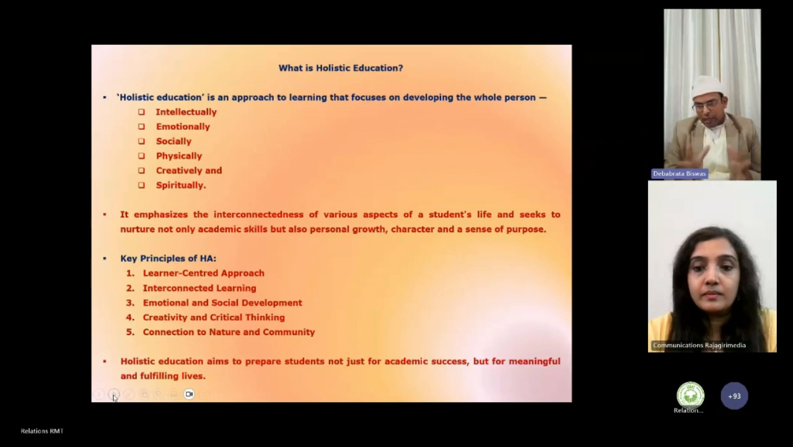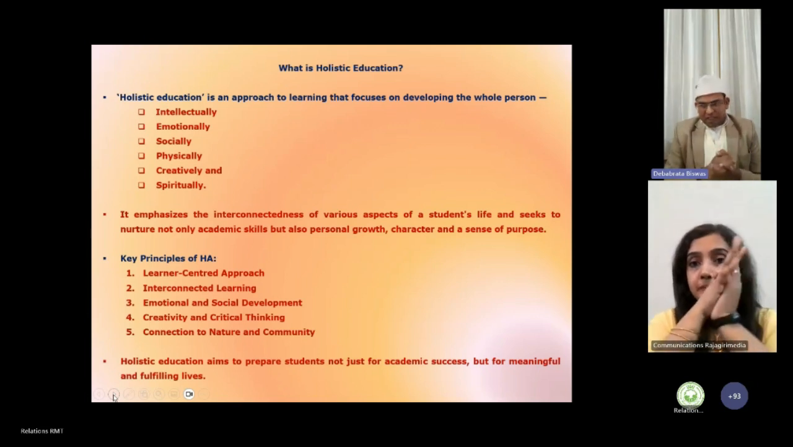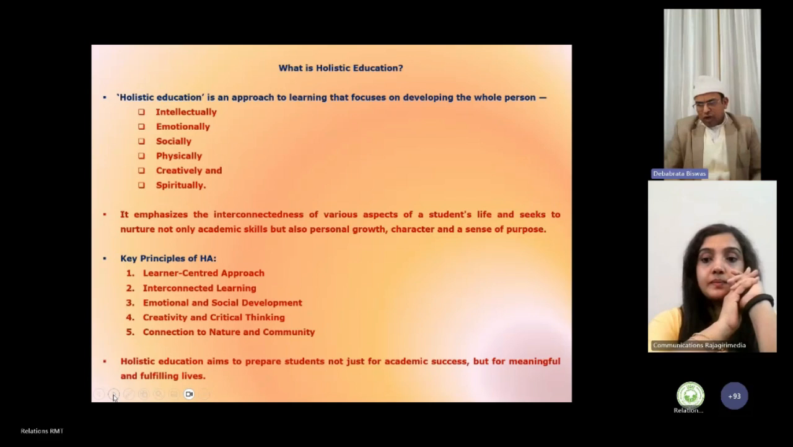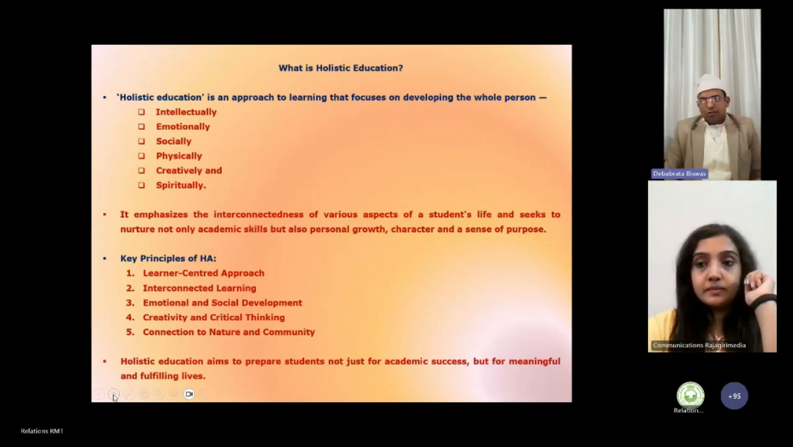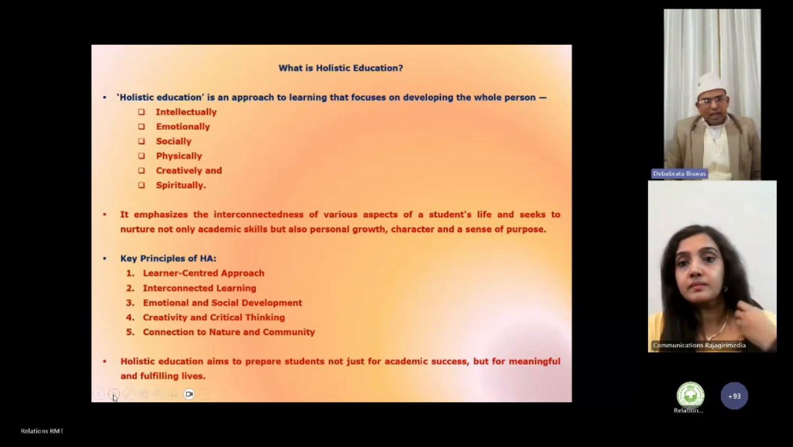What are the key principles of holistic education? Let's see. Learner centered approach, we can understand that. Student centered or child centered. Interconnected learning, learning should be interconnected, it will integrate all the subjects. Emotional and social development, creativity and critical thinking, connection to nature, community, society, nation where you are living in. So it means holistic education aims for not only academic progress, it also means for the complete life, fulfilling life, happy life, prosperous life. Next slide, ma'am.